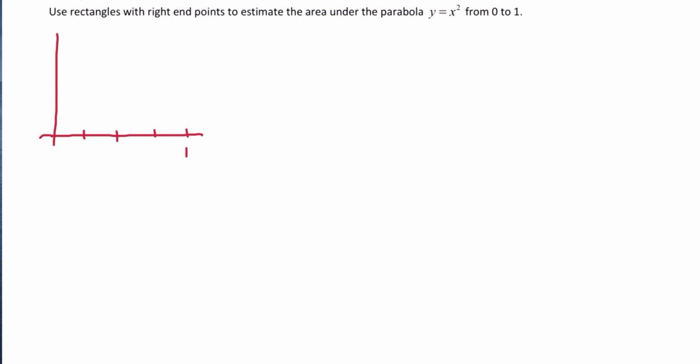So we know x squared is just a parabola. From 0 to 1, we're looking for the area under the curve. And we want to find the area using right endpoints. Let's say we use 4 rectangles. So we'll use 4 rectangles for this approximation.